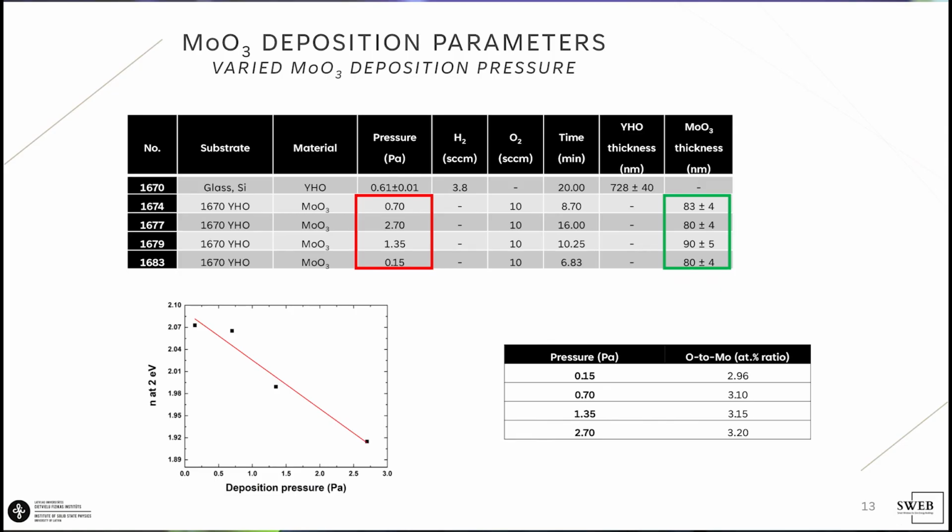And here at the bottom left side, there is indirect proof that we actually changed the density. We measured the refractive index of single layer molybdenum trioxide deposited at different deposition pressures. We see that at lower deposition pressures, the refractive index increases. That indicates that the material gets denser. Although we also observe a little change in the composition of molybdenum trioxide.